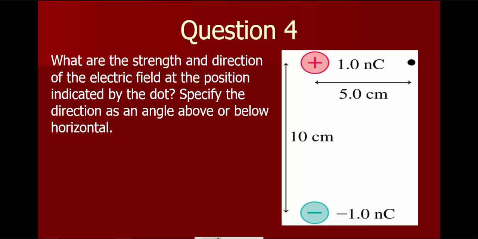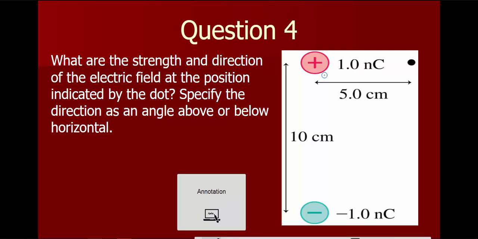Number 4, what are the strength and direction of the electric field as indicated by the dot? Specify the direction as an angle above or below the horizontal. So, strength and direction, so you've got to calculate it. This is actually similar to the example we went over this morning. You have to find the electric field here.